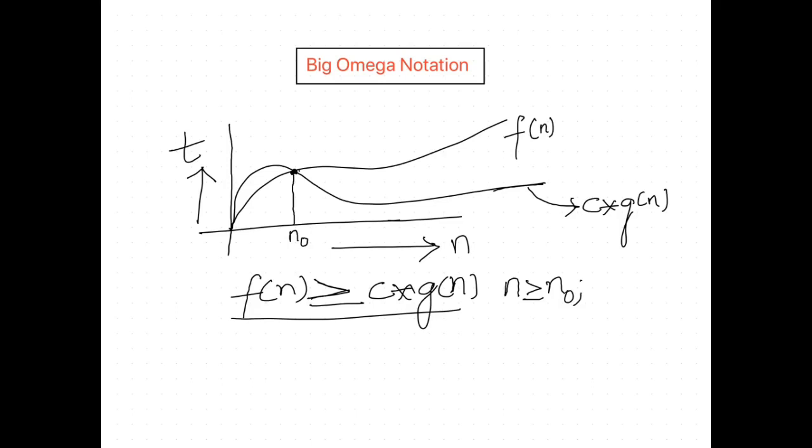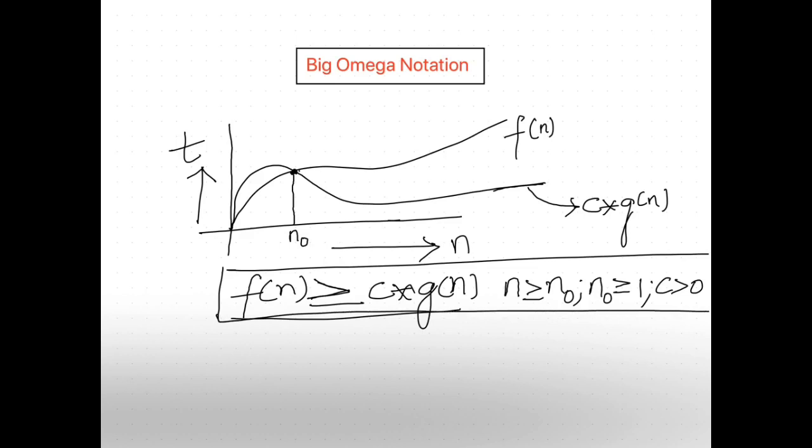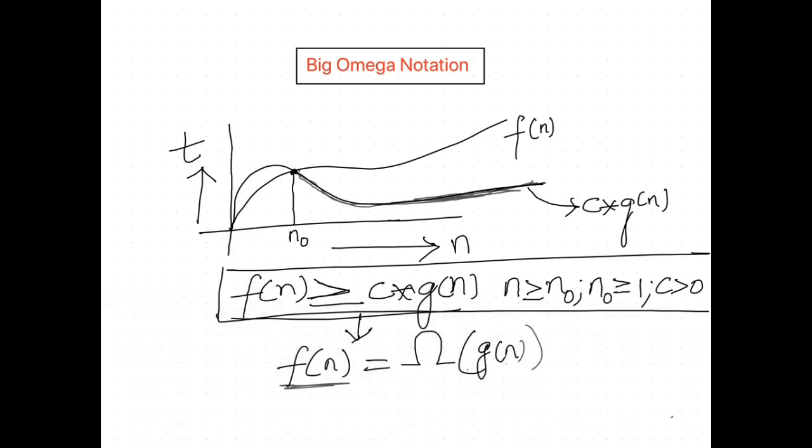Now this n naught must always be greater than or equal to 1 and this c must always be greater than 0. What is c here? C is a constant. This is the relationship between f of n and g of n. Now instead of writing this particular statement, I'll write f of n is equal to big omega of g of n. This is big omega notation.